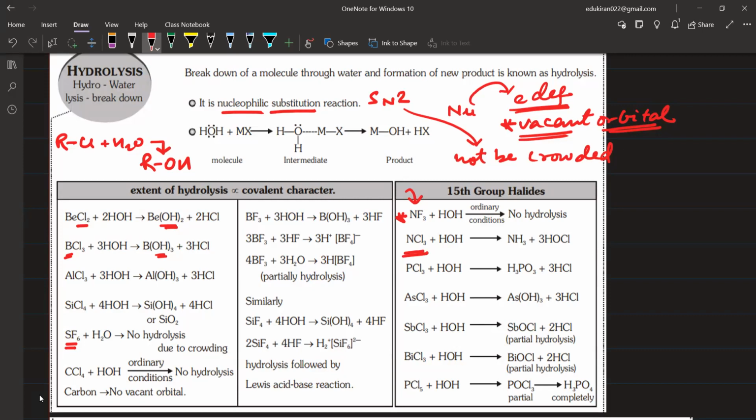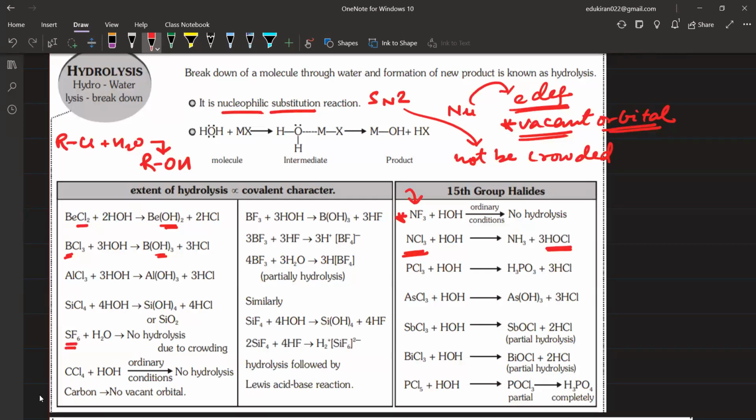Water can attack nitrogen? No, it cannot attack nitrogen because nitrogen does not have any vacant orbital because it is present in the second period element. But chlorine has vacant orbital, and that is why the hydroxide attacks on chlorine and forms what? Hypochlorous acid, है ना? Halous acid, hypohalous acid बना रहा है, hypochlorous acid.